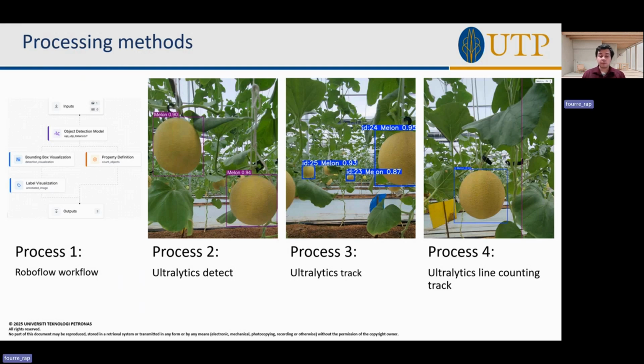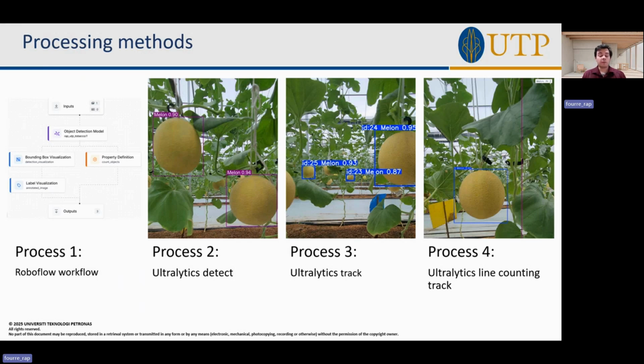The third process will add tracking. This means each melon has a unique ID. But because each ID is unique, if tracking is lost on a melon and it reappears later in the video, it will lose this ID and get a second ID. This means we have a lot of duplication.